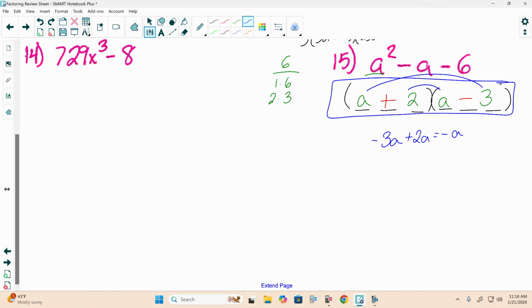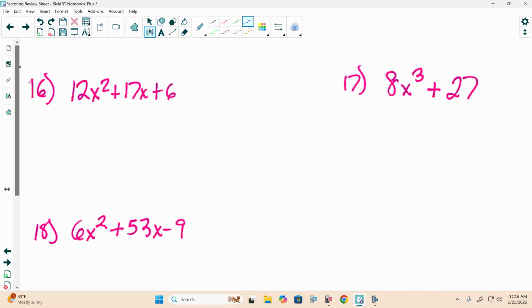We good with these 4 here? $16, $17, $18.